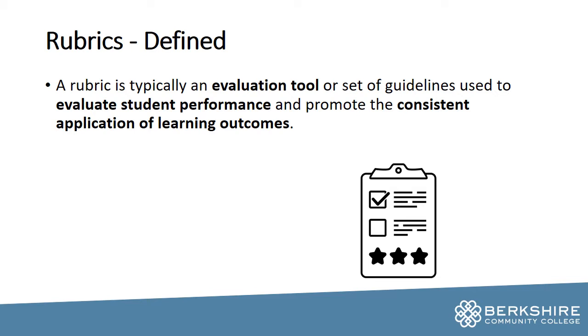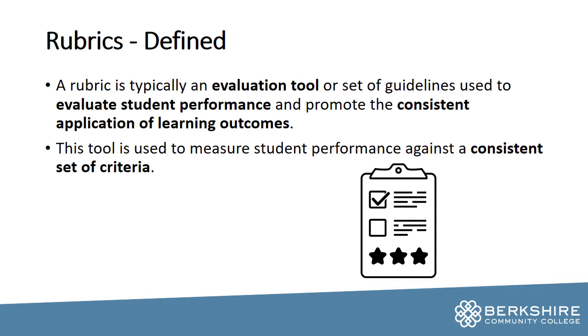A rubric is an evaluation tool or a set of guidelines that is used to evaluate student performance on a given activity. Rubrics typically involve evaluative criteria, quality definitions, and some sort of scoring strategy, so some way that you're assigning points to student work. What's really important about rubrics is that they create a consistent set of criteria that you can use to evaluate student work, give students feedback, and communicate clear expectations.